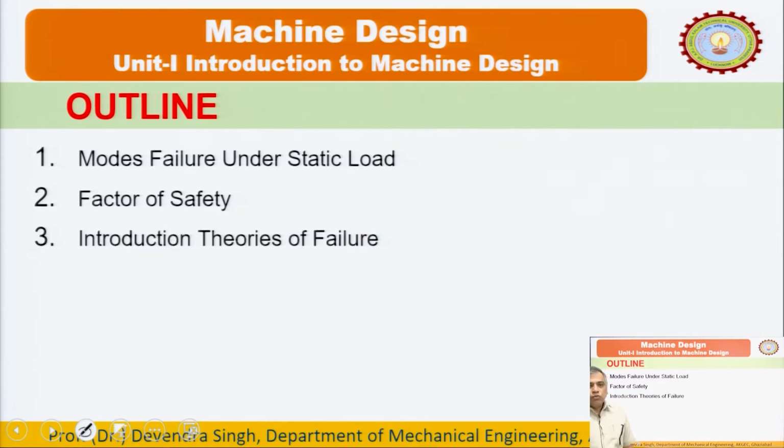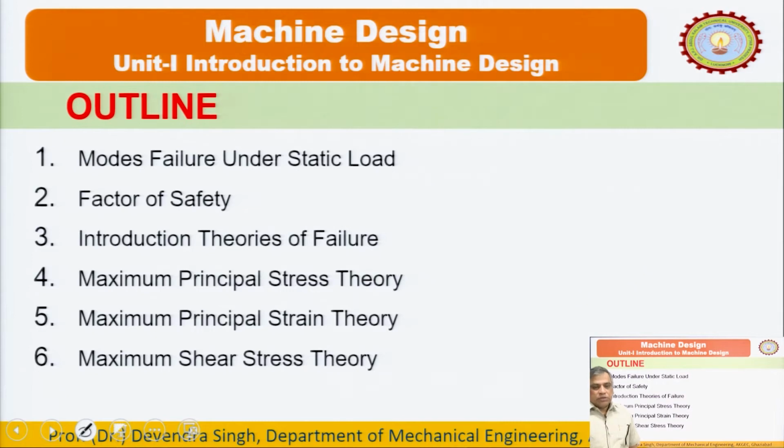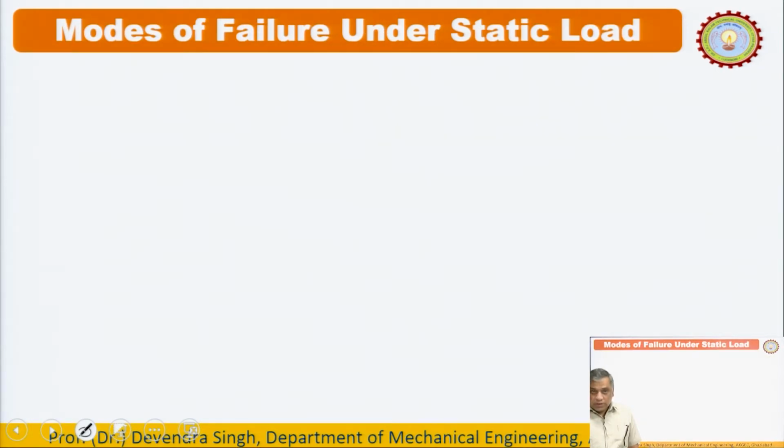Then we move to the introduction of theories of failure. Then we will discuss the various theories of failure like maximum principal stress theory, maximum principal strain theory and maximum shear stress theory. In this lecture, if time permits, we will complete all these theories of failure. As far as the modes of failure under static load are concerned, before discussing them, we should understand what kinds of failures, how many types of failures we should consider and think about.